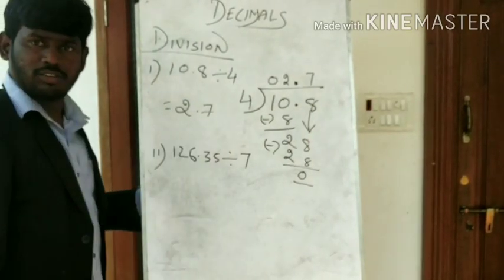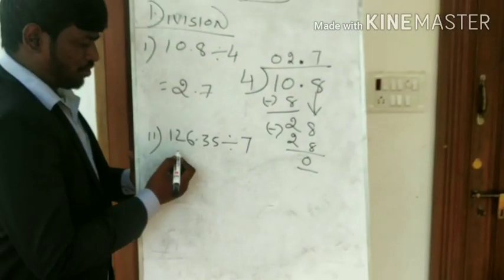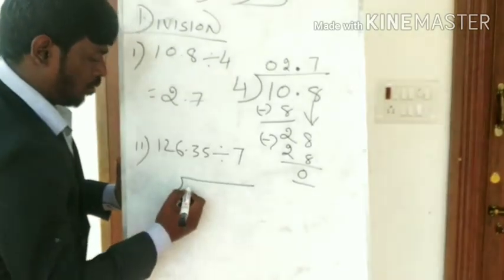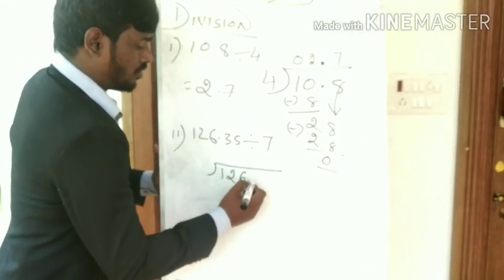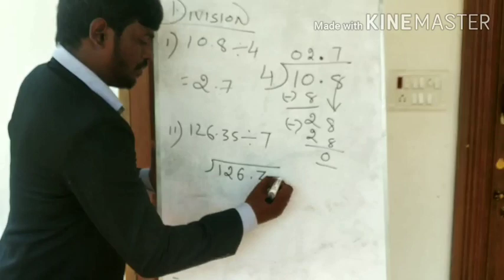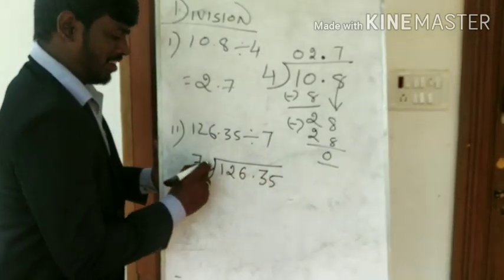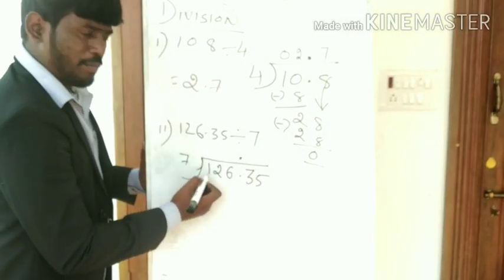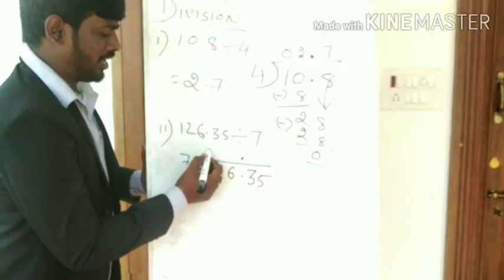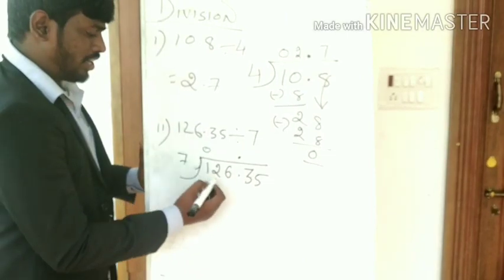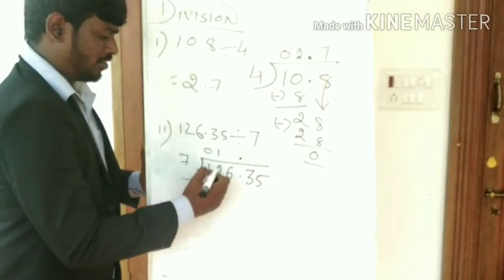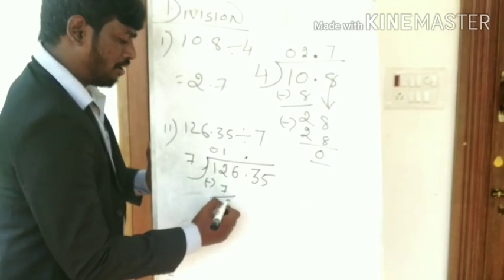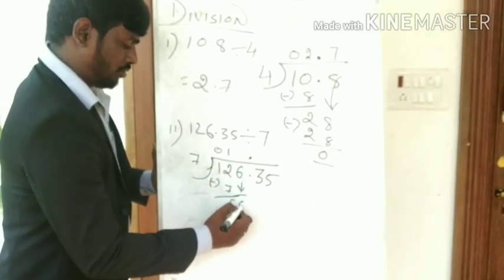2.7. That's it. Second question, 126.35 divided by 7. So I am going to write 126.35 divided by 7. As I said earlier, you have to keep the point first. Now 7 table 1 will go? It won't. So put 1 straight 0. 7 table 12 will go? Yes. 7 1s are 7. Subtract. 12 minus 7, 5. Now get down 6.